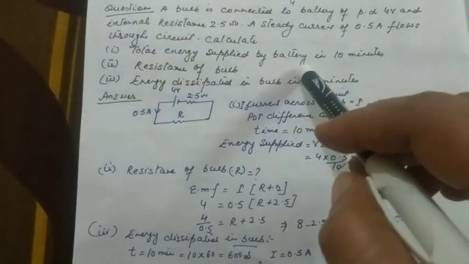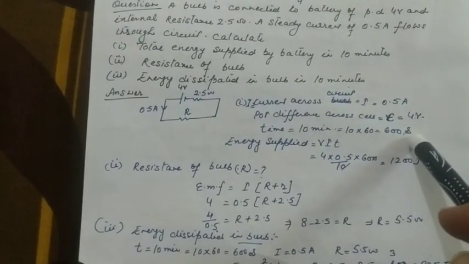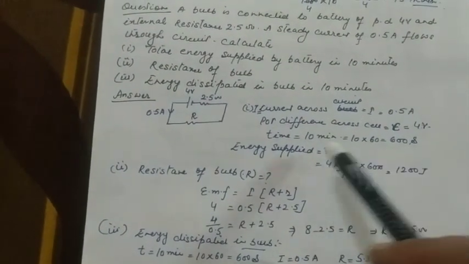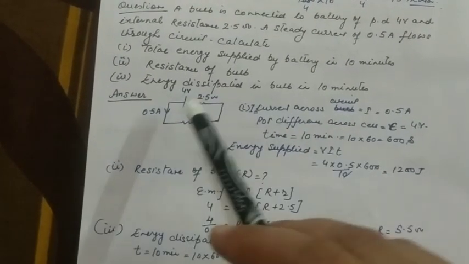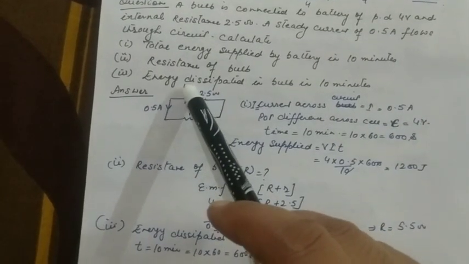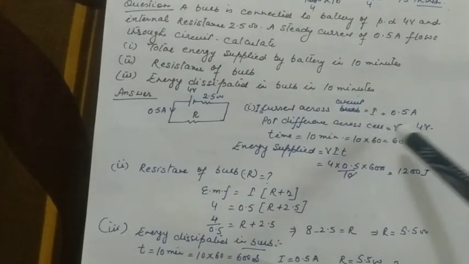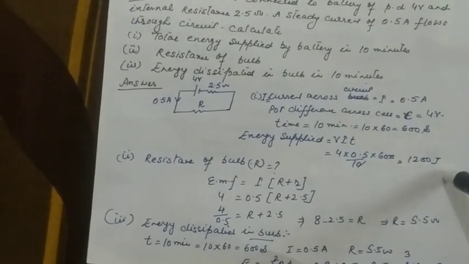First, the total energy supplied by the battery in 10 minutes. Time is again given in minutes. We convert into seconds because we require the answer of electric energy in joule, the SI unit. So total energy is required. Current in the circuit is given 0.5 ampere, the potential difference across the circuit is given 4 volt. So using the formula VIT we will find the electric energy in joule.